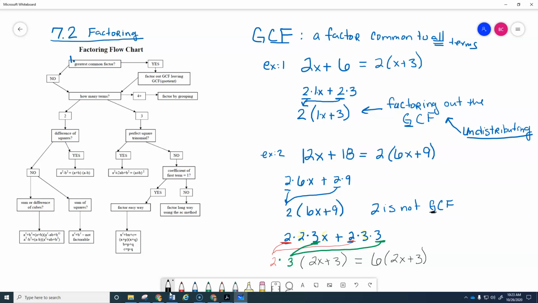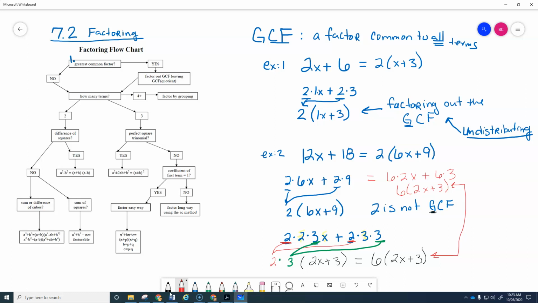Okay. Now, did you have to go through all of this process? Absolutely not. A lot of you will be able to see from the very beginning, oh, this is 6 times 2x, and this is 6 times 3, and you'll be able to see that 6 is the thing that's going to come out. And if you can see that, that's great. I mean, we get the same answer either way. But if you're not sure and you have to do it in pieces, then that's the way you do it.